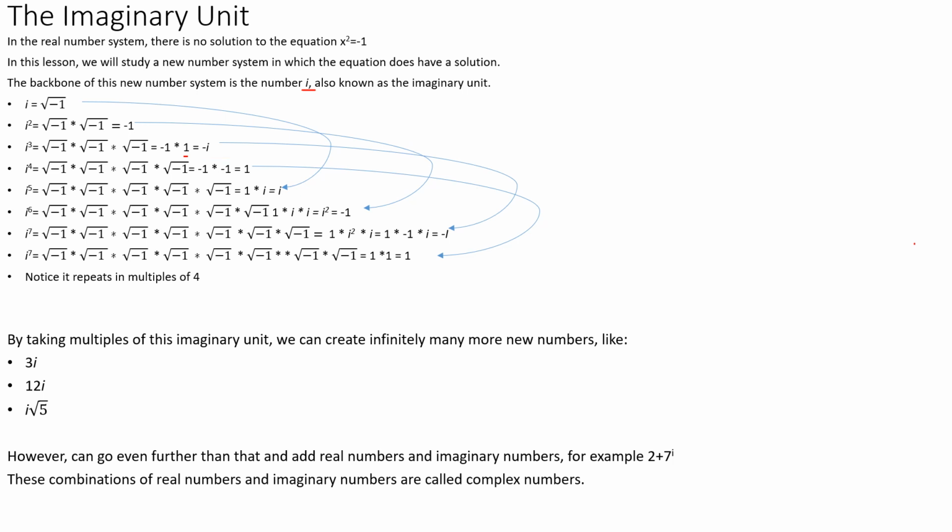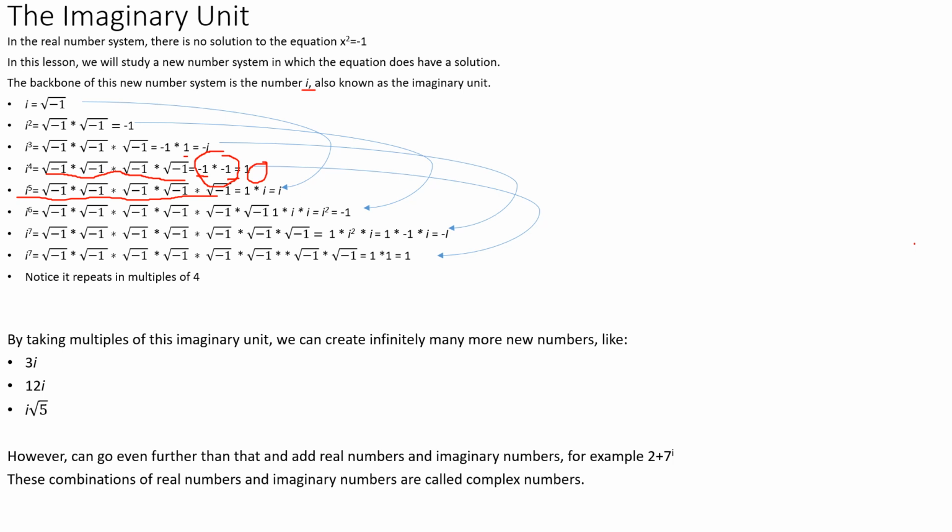Then what gets a little more interesting is i to the fourth, which is just the square root of -1 times itself 4 times. The square root of -1 times the square root of -1 is -1, and then the other square root of -1 times the square root of -1 is -1. And -1 times -1 is 1. Then it repeats itself, because i to the fifth is the square root of -1 4 times, which is 1, as you just learned, and then another square root of -1 is left over, or i.